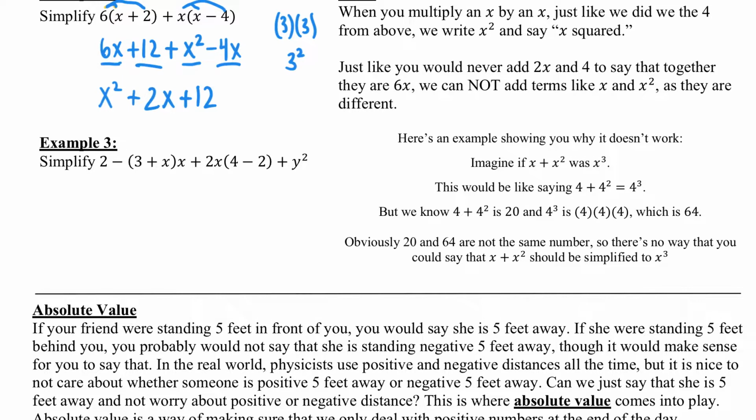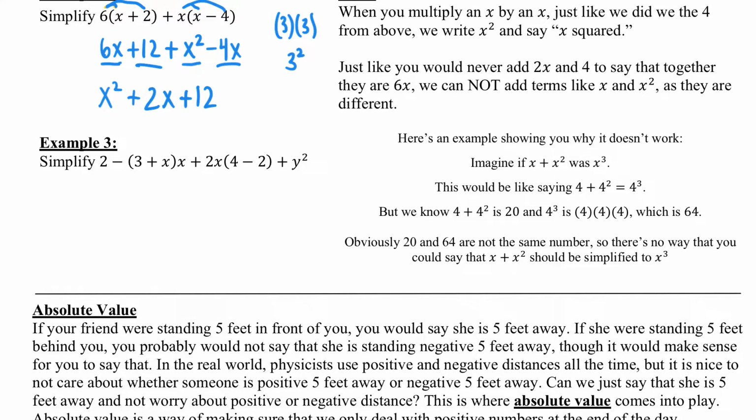Okay, all right, let's look at our next example. Next example, 2 minus (3 plus x) times x plus 2x times (4 minus 2) plus y squared. So this is just kind of a messy thing here. We have to follow the order of operations, right? So we have to do parentheses first. If there's anything in parentheses that can be done, we have to do that. And then we're going to do exponents, which there is an exponent, but there's not really anything we can do. I don't know what y is, so I can't really square it. And then multiplication, division, addition, subtraction.